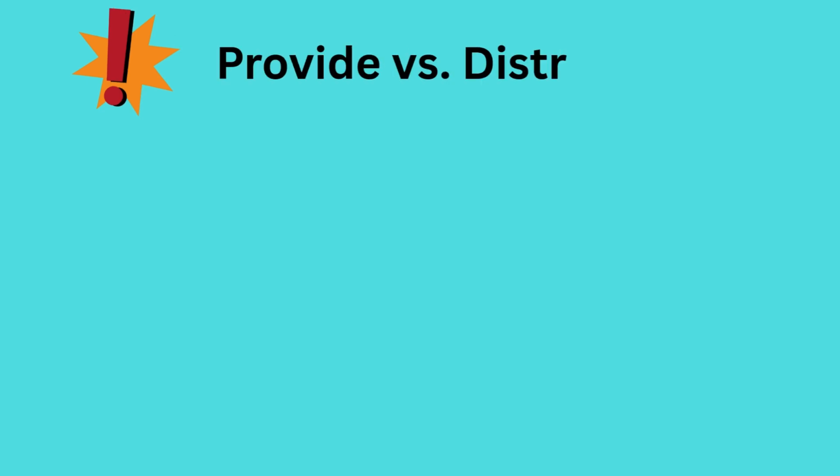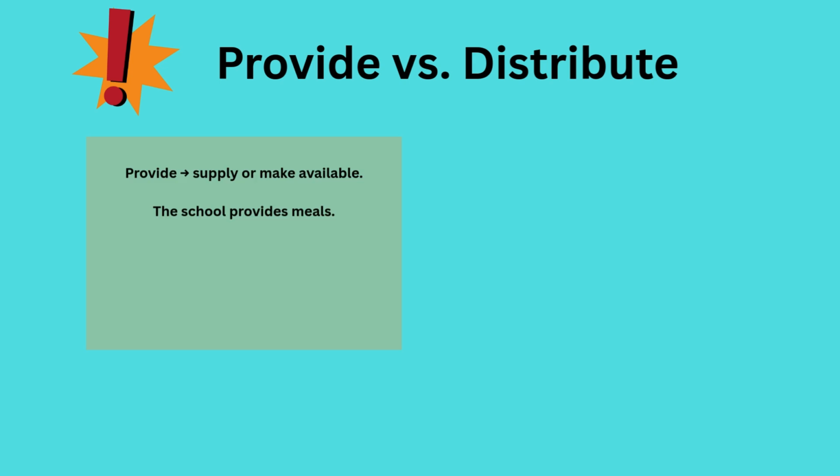Our final pair for today is provide and distribute. Provide versus distribute. Provide means supply or make available. The school provides meals. Distribute, however, is more about handing out to many people. The aid was distributed to families.